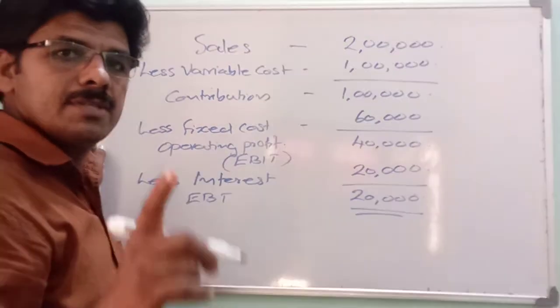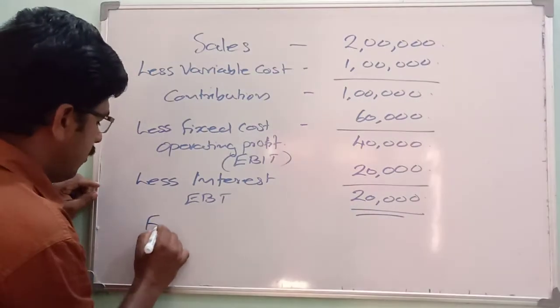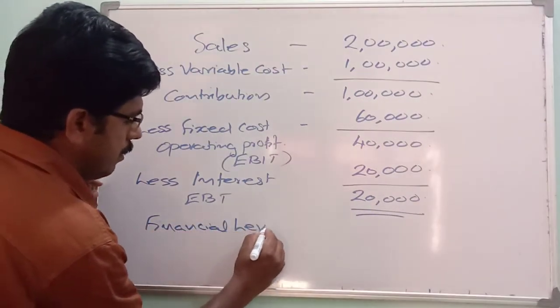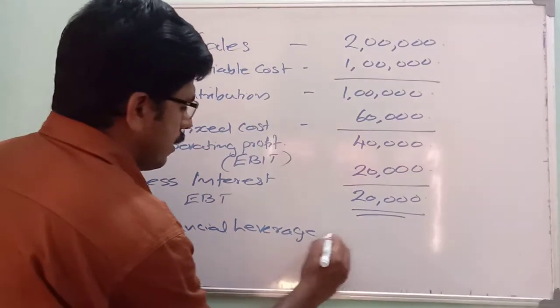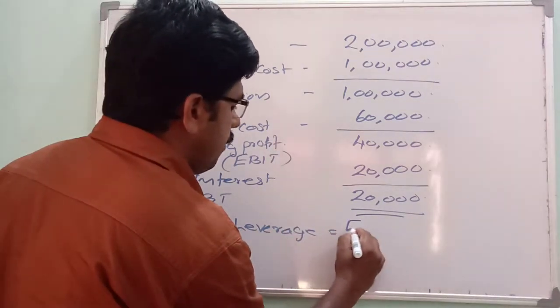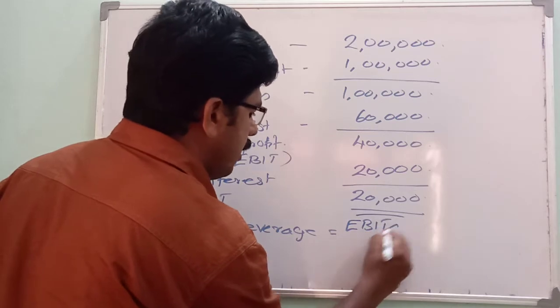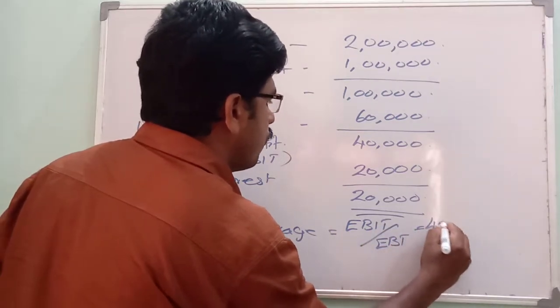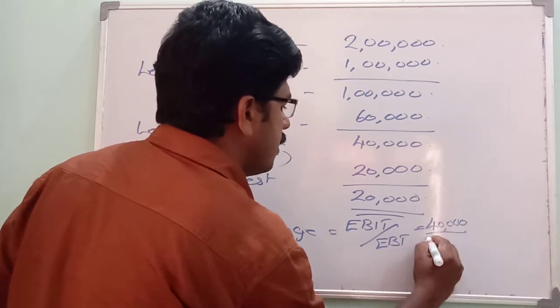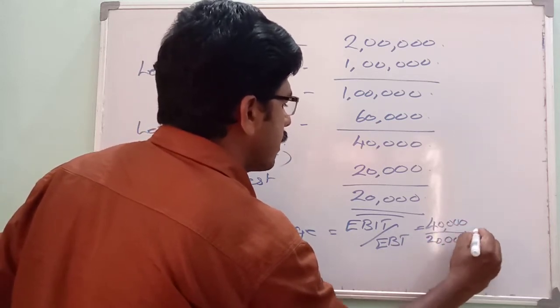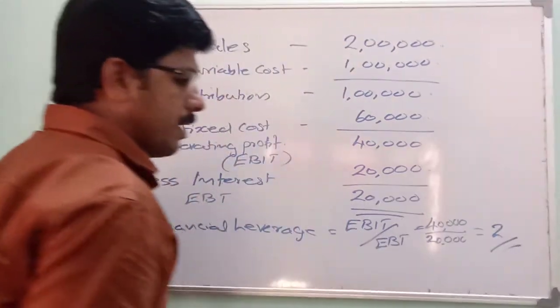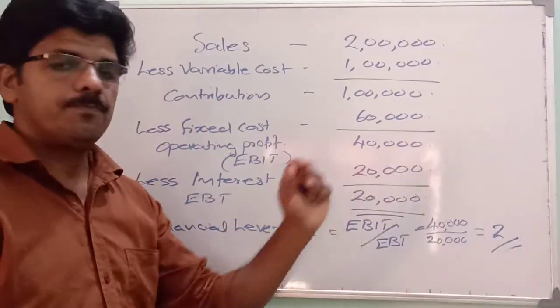Therefore, we can calculate financial leverage. Financial leverage is equal to EBIT divided by EBT. That is equal to 40,000 divided by 20,000. That is equal to 2.